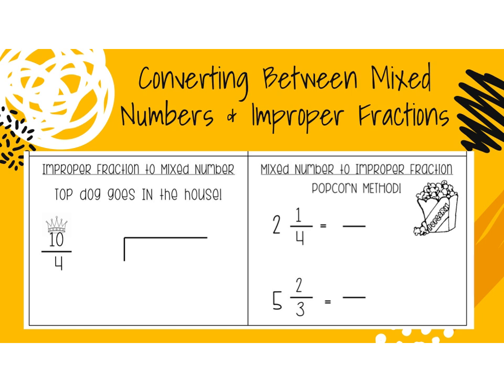If we have an improper fraction and we want to convert it to a mixed number, we will divide the fraction and put the top dog in the house. Our numerator goes inside the house, and our denominator goes outside the house. Then we divide. How many times can 4 go into 10? 4 can go into 10 2 times. 4 times 2 is 8, and 10 minus 8 is 2.